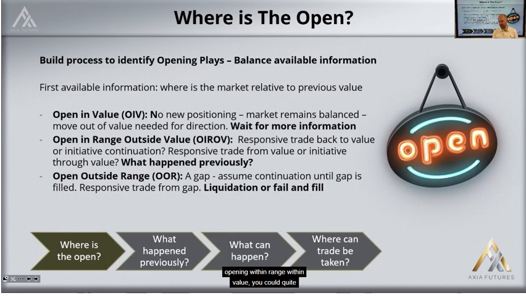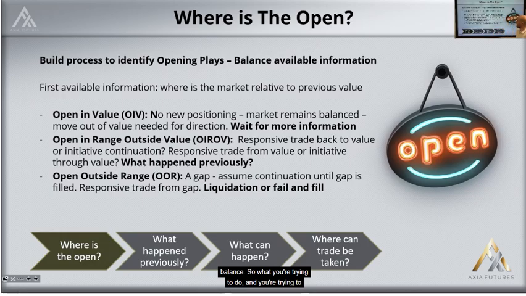For example, opening within range, within value, you could quite reasonably expect a higher chance of an open auction. Whereas if you open with a gap up, an open auction becomes a much lower likelihood initial balance. So you're able to assign a likelihood to the type of initial balance, but then also look at where you're currently trading to try and understand what information you're gaining there and potentially what trade you have straight off within the initial balance.